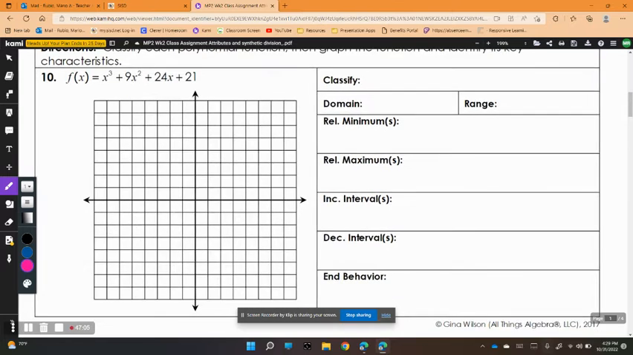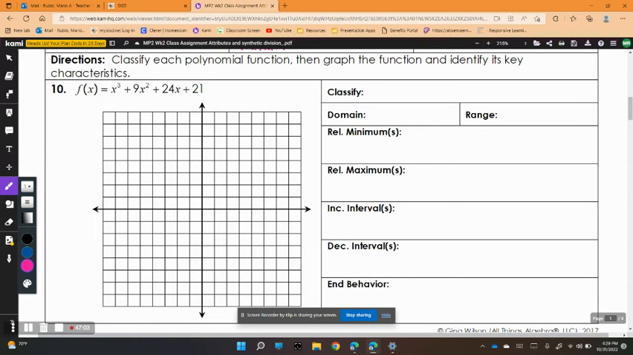So number 10 is a little bit more complicated. We need to classify each function, then graph the function. We're going to classify it first, and then we're going to graph it, and then we're going to identify the key characteristics. I don't want you guys graphing these by hand. I want you to use Desmos.com and graph it in there, and then bring your graph over to this sheet. So let me show you how to do that.